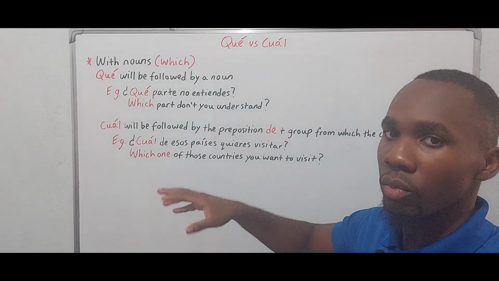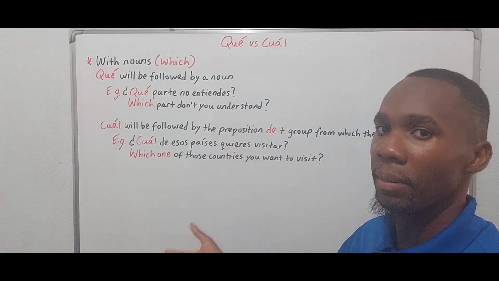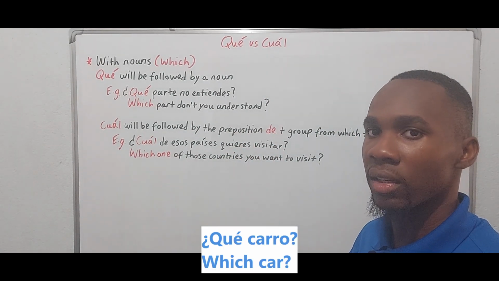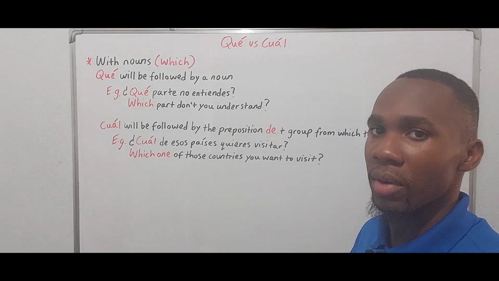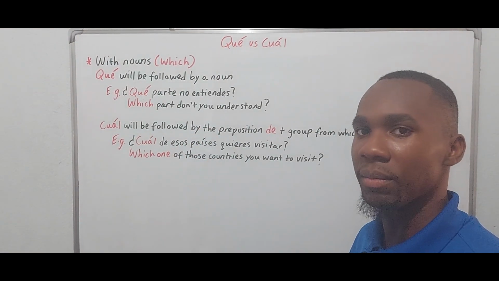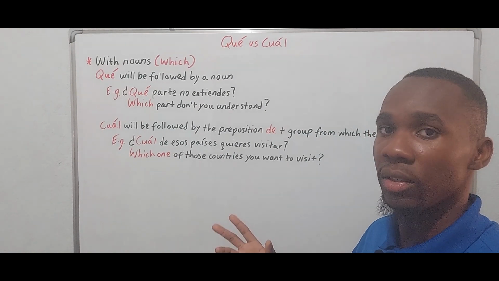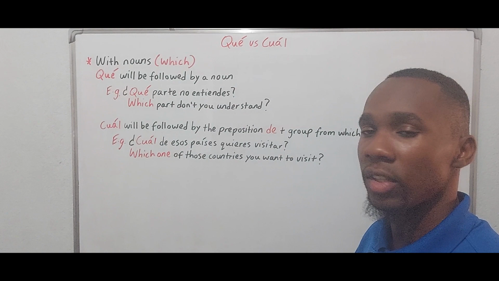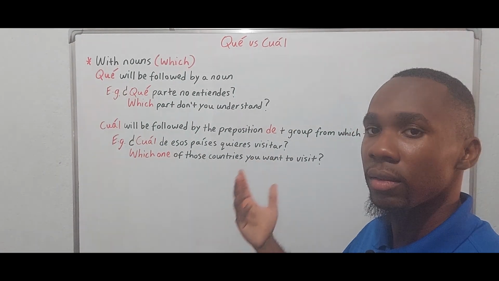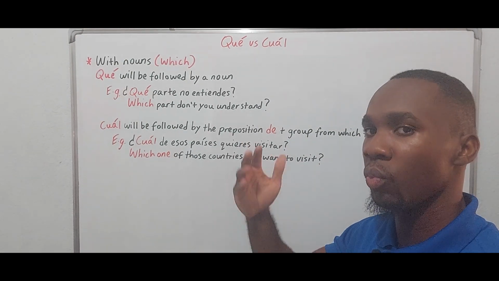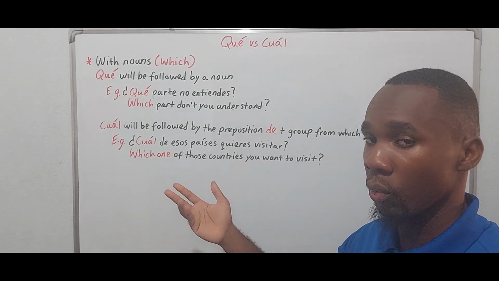Que will be used before nouns, and that means which, whatever. So, qué carro, which car. But, you know, in Latin America, they would say cuál, but stick to qué, since Spain is the homeland, right? So, yeah, stick to qué. Qué país, qué whatever, right? And that means which noun, right?